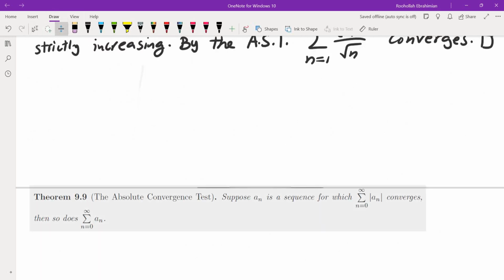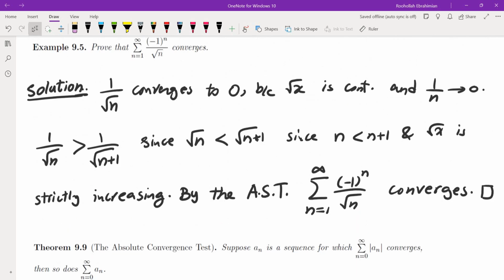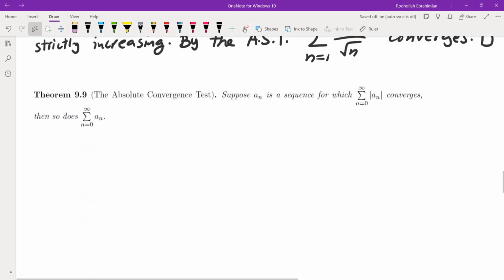So let's move on to, so again, you have to prove these two things. You have to make sure that the series is alternating, and those a_n converge to 0 and they're decreasing. So those two things must be checked.